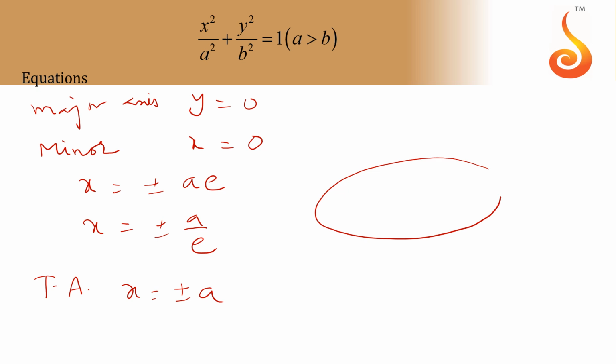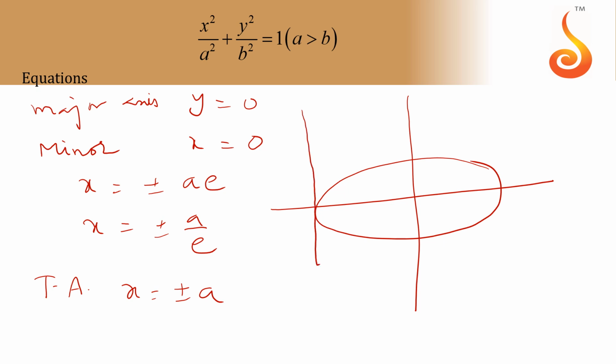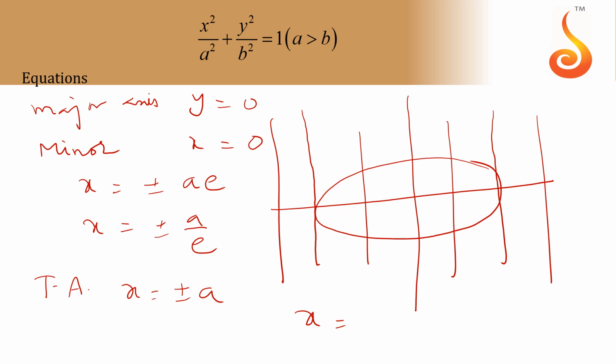If you see the figure, this is the axis, major axis, minor axis, tangents at vertices, directrices. You can find the equations of latus recta also. x equal to plus or minus ae is the equation of the latus recta. x equal to plus or minus a by e is the equation of the directrices. So this is about equations.